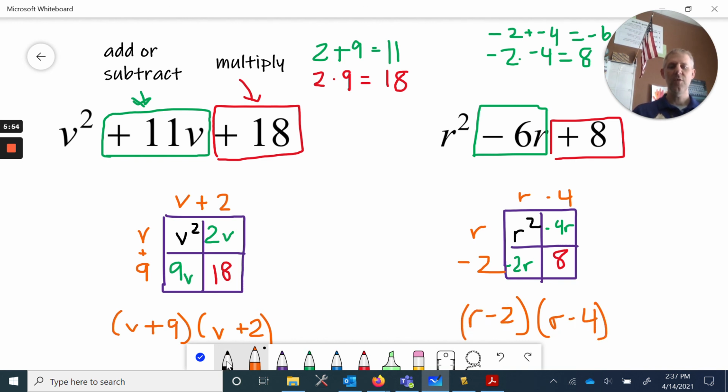So the whole idea, you can check and say, hey, am I right? Did I do this correctly? If you double distribute back out, so R times negative 4, negative 2 times R, and negative 2 times negative 4, and then combine your like terms, you should get back to exactly where you started. That is factoring trinomials, this special case, where we have a squared variable term, a variable term to the first power, and a constant term.